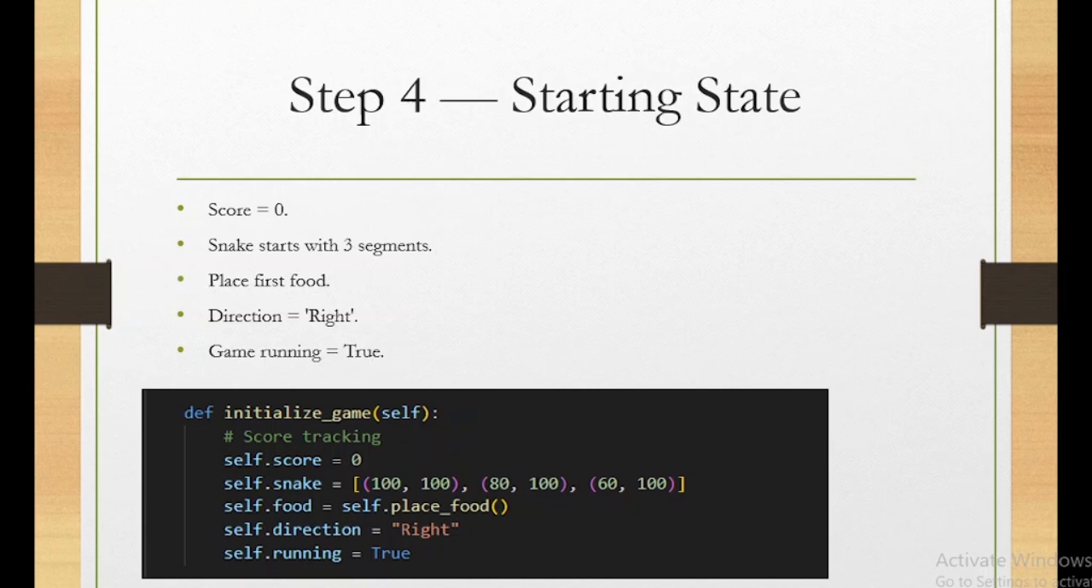Step number 4, Setting the starting game state. Next, we have the initialize game method. This is where we set all the starting conditions for the game. First, we set the score to 0, because every new game starts fresh. Then we create the snake's starting body, 3 blocks in a row, positioned horizontally at coordinates 100, 80, and 60 pixels on the x-axis. We place the first piece of food on the board by calling self.place_food. We set the starting direction to right, so the snake begins moving automatically when the game starts. And finally, we set self.running to True, which tells the game loop that the game is active and should keep running until a collision happens.